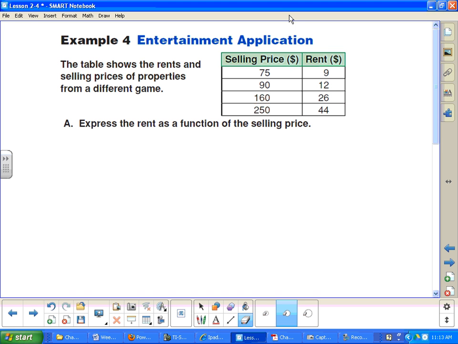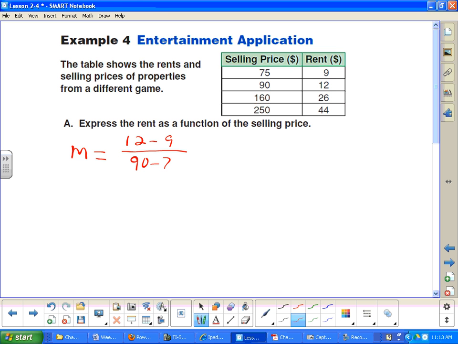So what are we going to do to go about finding that? Okay, take 2 points and find the slope. So let's use the first two. 12 minus 9 over 90 minus 75. Okay, and that's 3 over 15, which is 1/5.